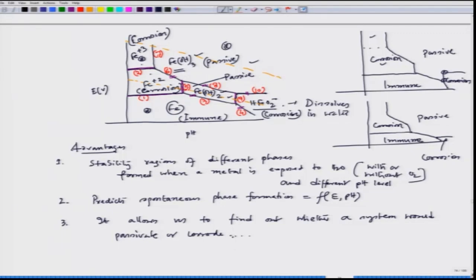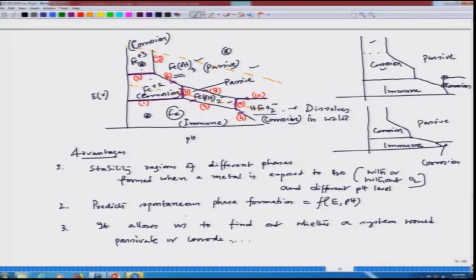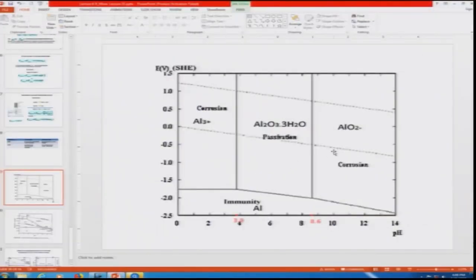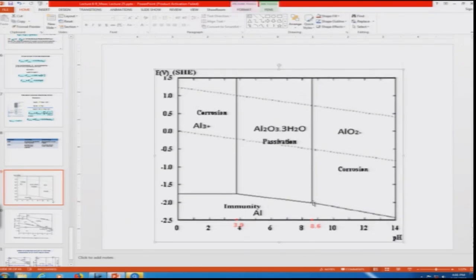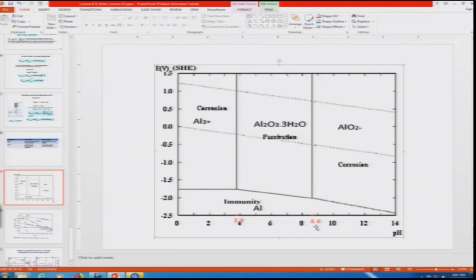Now, interestingly, in order to see that, let us look at the iron and aluminium systems. This is the aluminium Pourbaix diagram. When the pH level is 8.6, as I show with the cursor, beyond that we get AlO2 minus and then it would corrode. But when the pH is between 3.9 and 8.6 and the potential is within this Al2O3 region, we get passivity. But in case of iron, the situation is different.